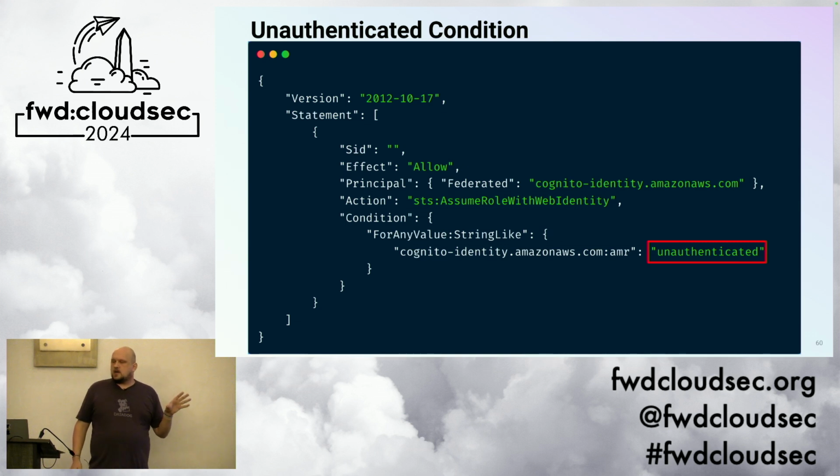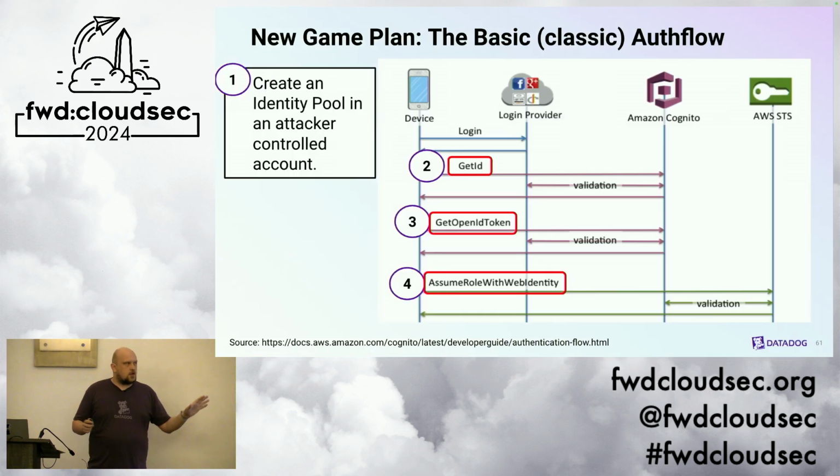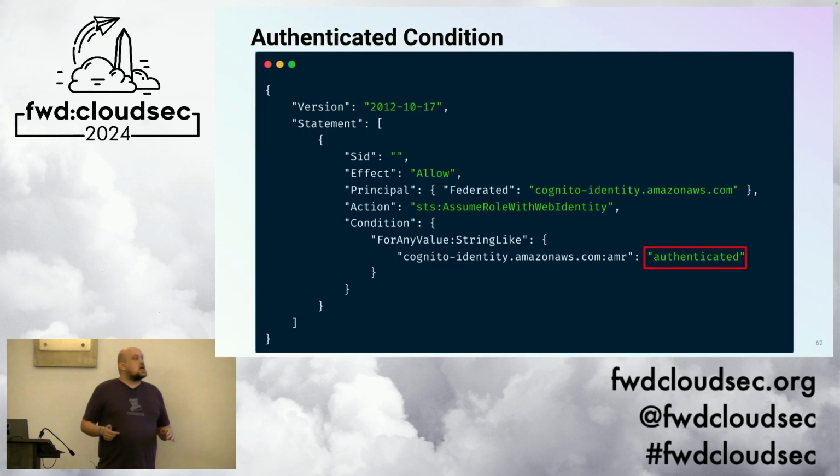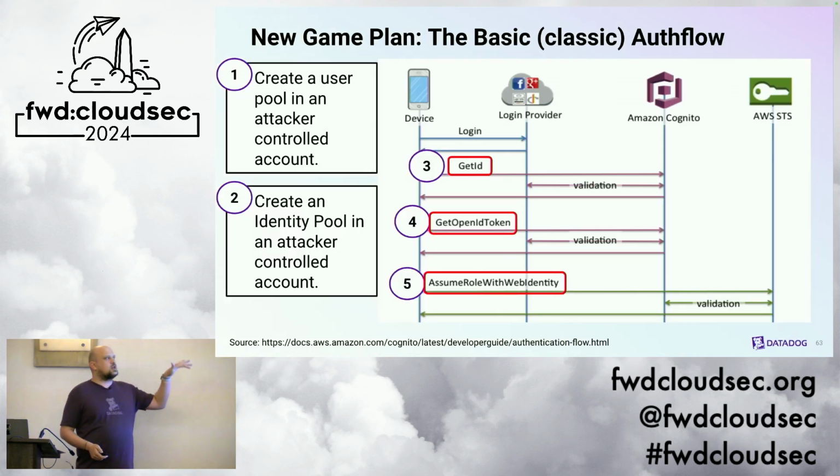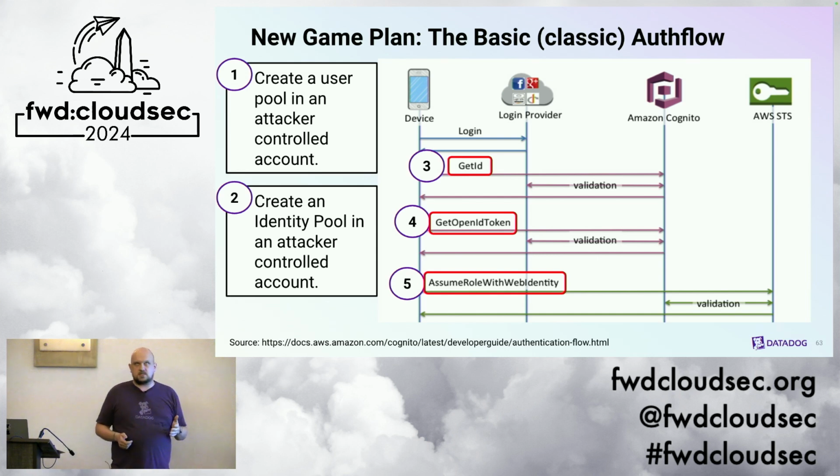In particular, if the AMR, the authentication methods references, is set to unauthenticated, then all the steps we already covered work literally identically. No changes are required. If the AMR is set to authenticated, then we do have to jump through some extra hoops. In particular, we have to create a user pool in our own account, configure it with that identity pool, and then after doing that, basically all the same steps apply with very little changes.